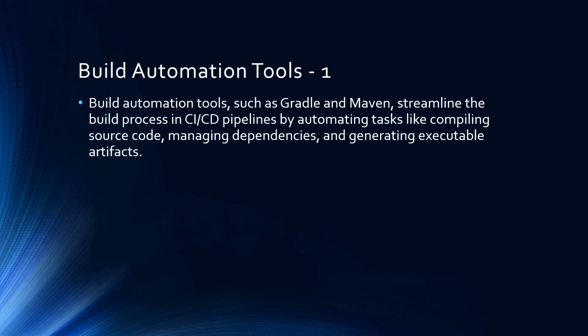Build performance optimization. 2. Proper dependency management. 3. Version control integration. 4. Test automation integration. 5. Artifact management. Remember, effective build automation is crucial for maintaining consistent and reliable software delivery processes.